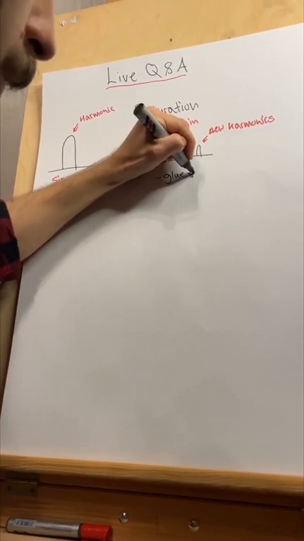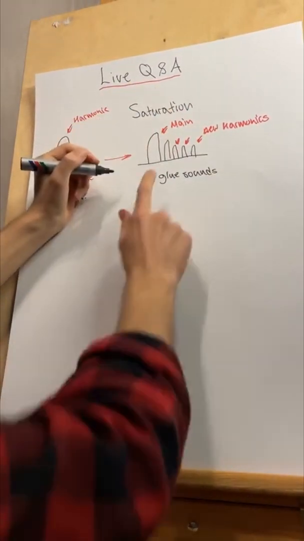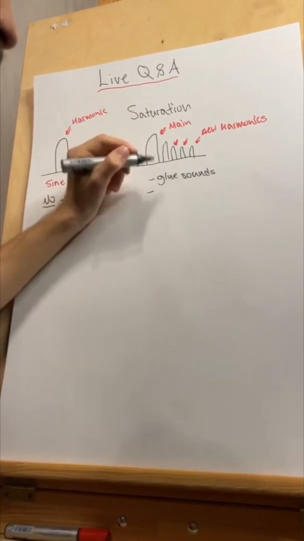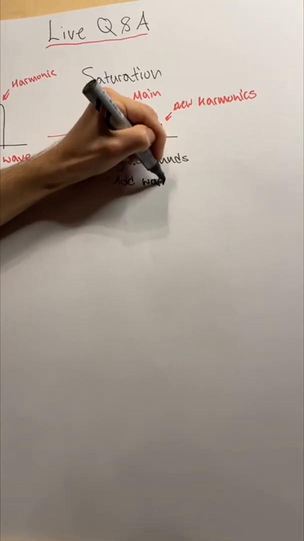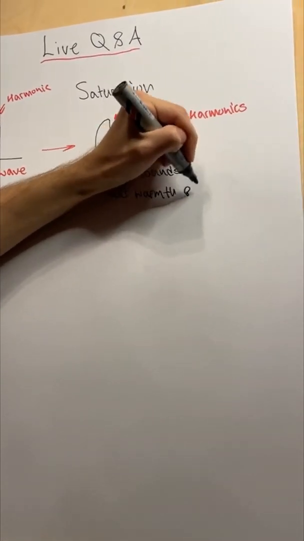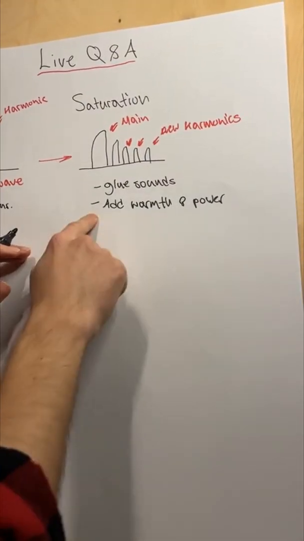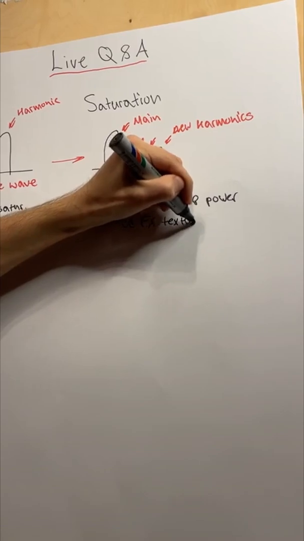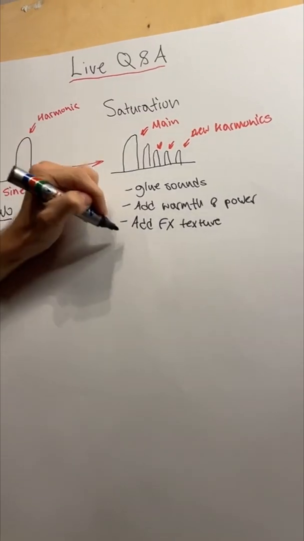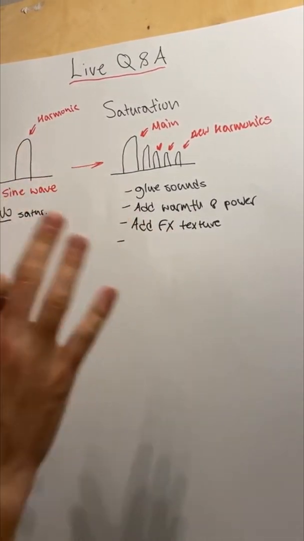A common use of saturation is to glue sounds together. That's the first one. The second one is to add warmth, maybe power as well. One more use of saturation is that we can also add effects and texture. And with saturation, we could also reduce dynamics, because it works in a similar way as a compressor.